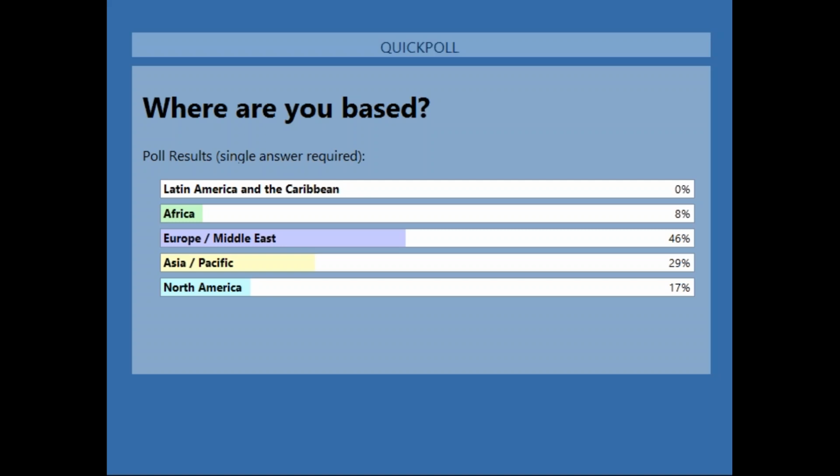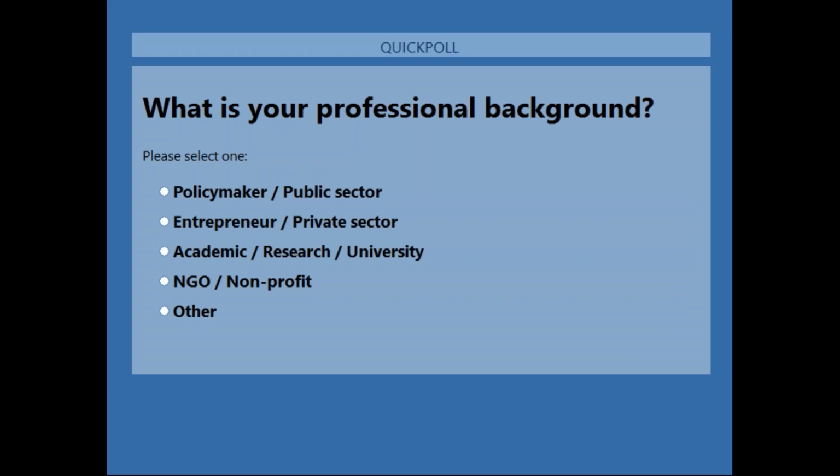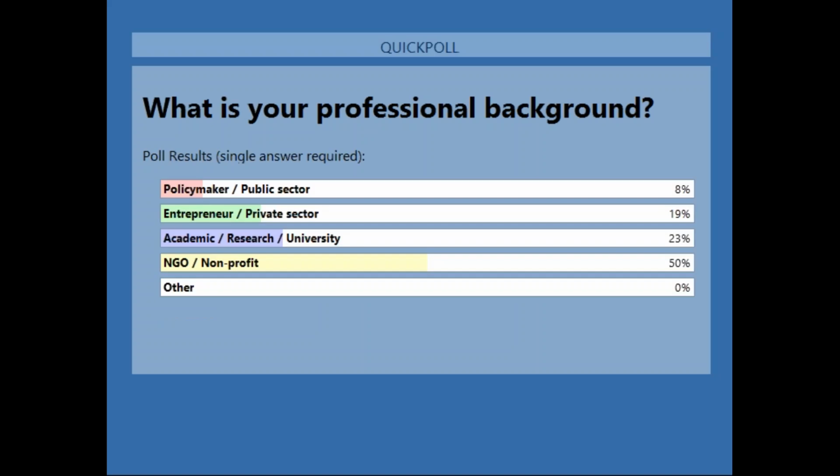Great. Let me try our next poll, and this is asking about your professional background. Let me launch that. Are you a policymaker? Are you from the public sector? Maybe you're from the private sector, or you're an entrepreneur. Maybe you are a researcher or at a university, or perhaps an NGO or nonprofit, or maybe a category that I've forgotten to include here. I'll let you have a couple more seconds to continue voting. Okay, great. I think everybody has voted. Cheers. All right, let me share that one with you as well.